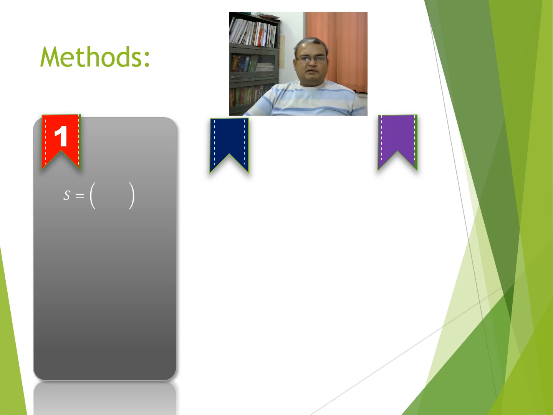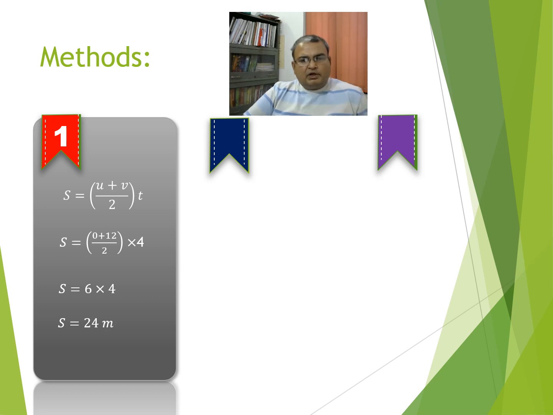First one is s equal to (u plus v) by 2 multiplied by t. That is displacement equal to average velocity multiplied by time. We have the values u equal to 0, v equal to 12, so 12 by 2 multiplied by time, which is 4 seconds. Now we will solve. This is 6 multiplied by 4 and we get 24 meter.